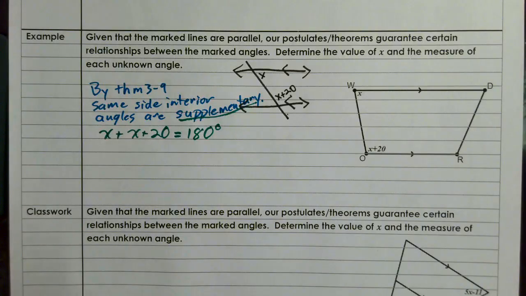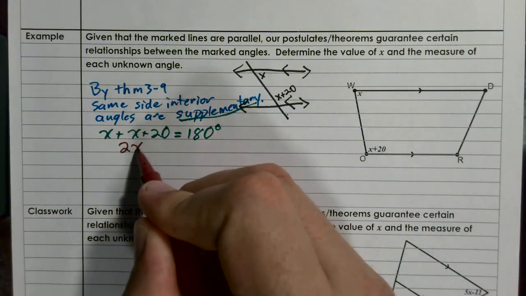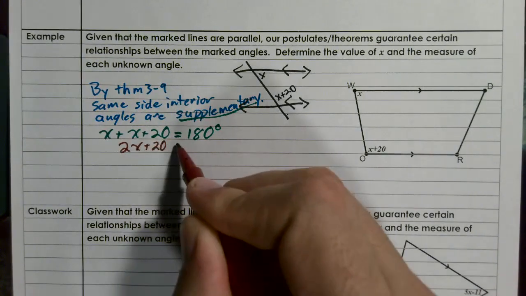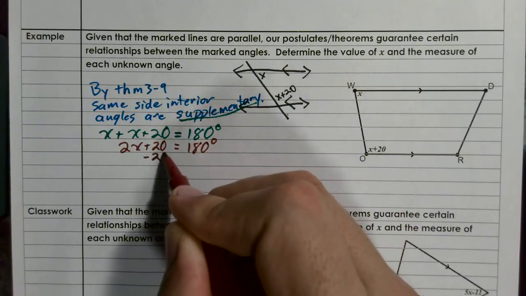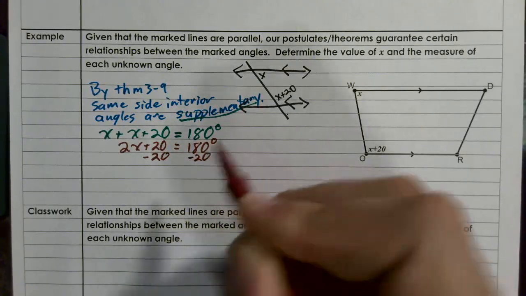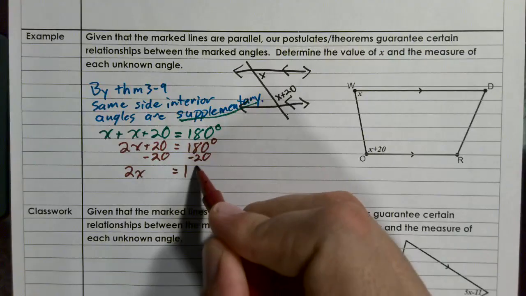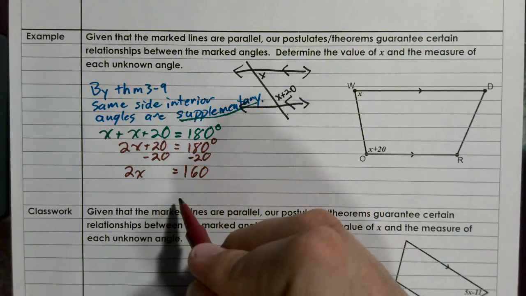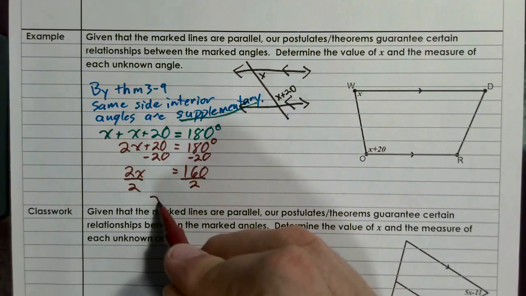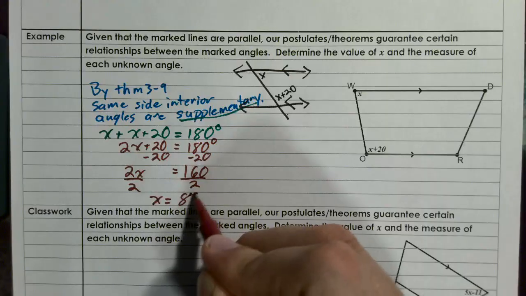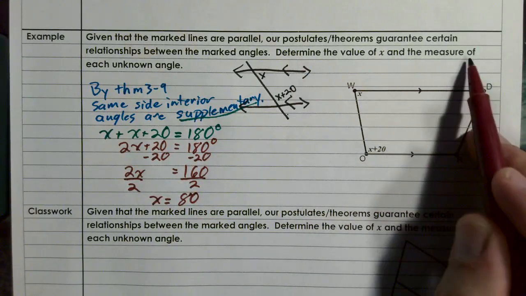Well, that's a little equation that I could solve pretty quick. x plus x is going to be 2x plus 20 equals 180 degrees. Subtract 20 from both sides so I can start getting that x by itself. We get 160 equals 2x. Divide both sides by 2. x equals 80.